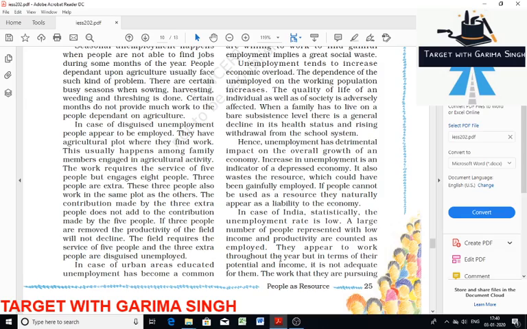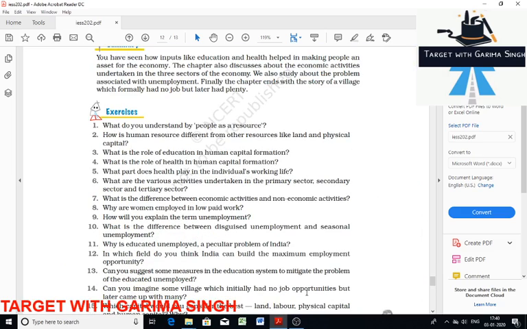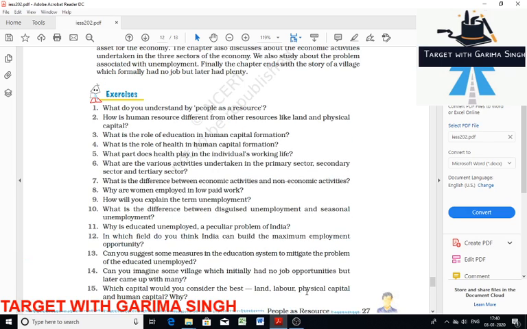Now we will discuss the questions and answers of this chapter, because I have already told you the crux. So let's quickly move to the questions. First is, what do you understand by people as a resource? People as a resource is a way of referring to the country's working population in terms of their existing productive skill and ability. Next is, how is human resource different from other resources like land and physical capital? Human resource makes use of other resources like land and physical capital to produce an output. The other resources cannot become useful on their own. This is the reason why human resource is considered to be superior to the other resources.